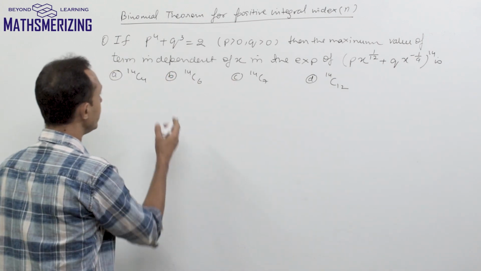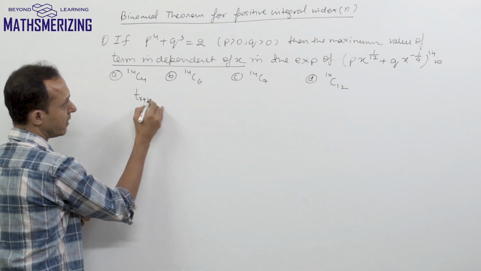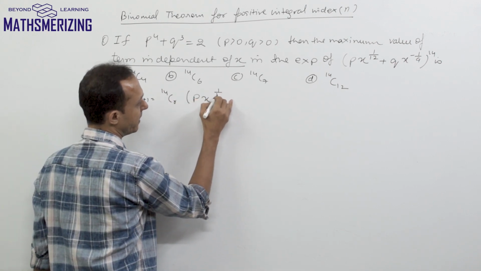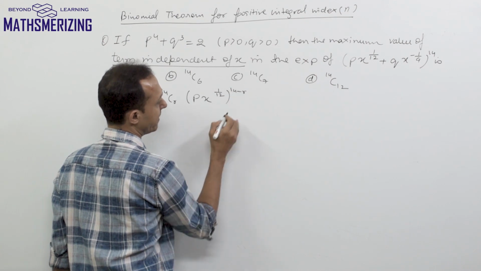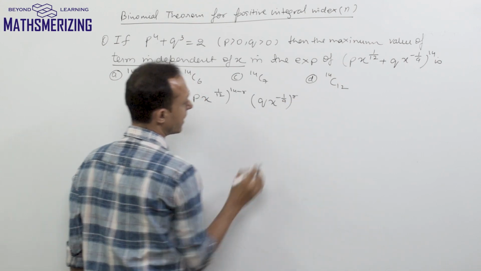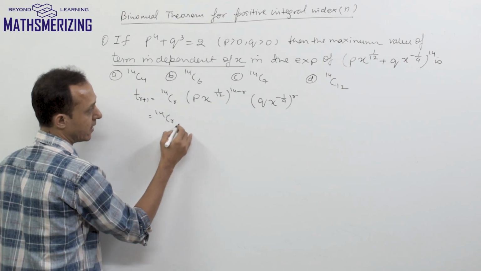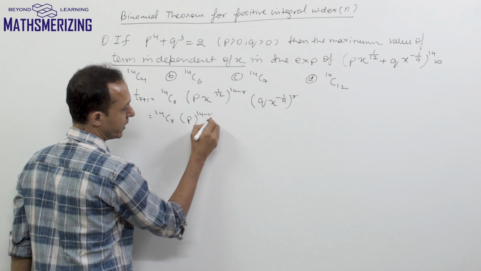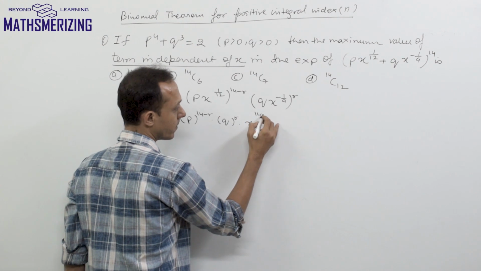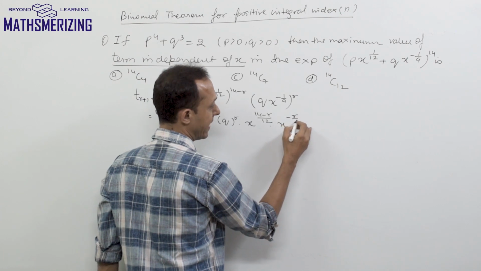Now the first thing is, I need to find the term independent of x. So I write its general term, and its general term will be ¹⁴Cᵣ (p x^(1/12))^(14−r) (q x^(−1/9))ʳ. So now I'll separate these p and q. So I'll write ¹⁴Cᵣ, now this is p^(14−r), and this is qʳ. Now here I can write x^((14−r)/12), and here I'll write x^(−r/9).